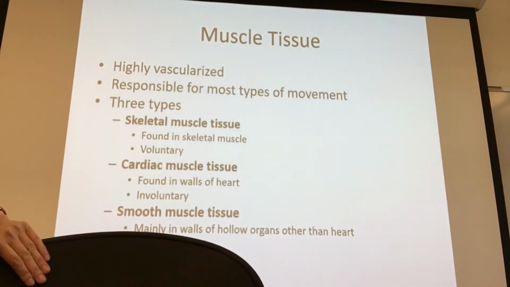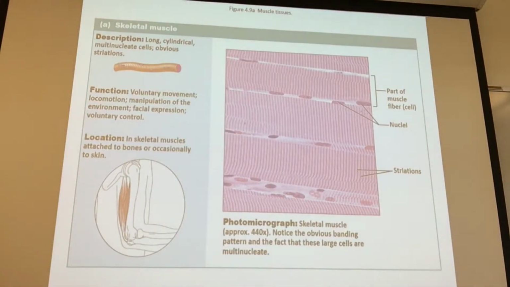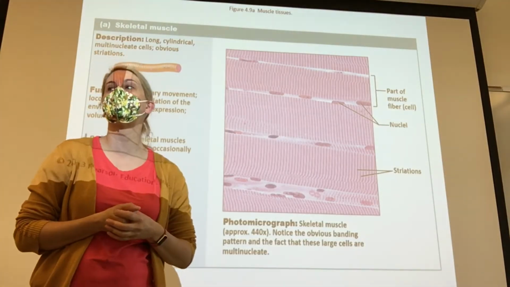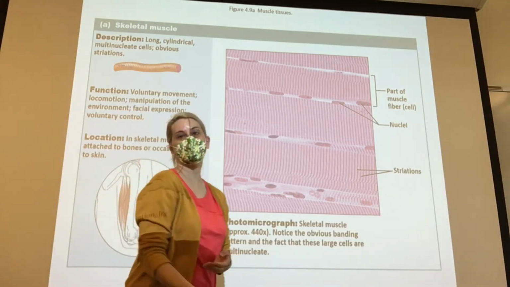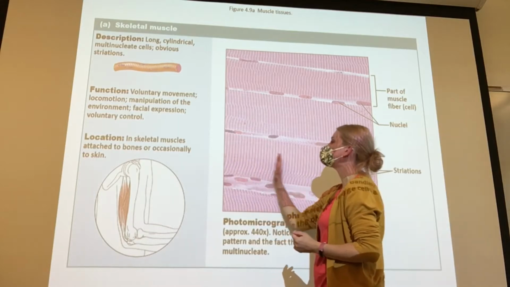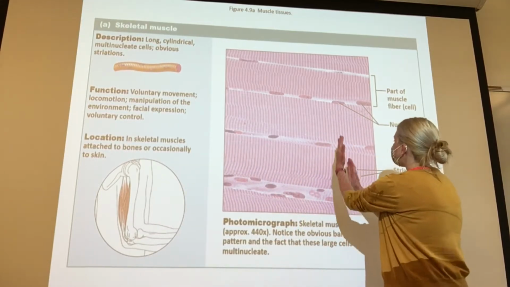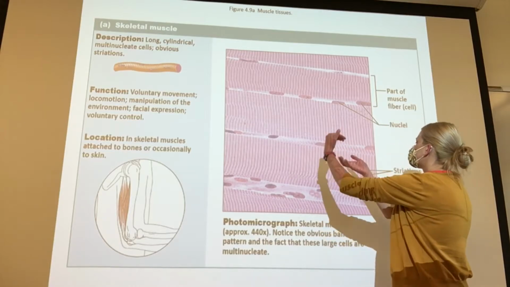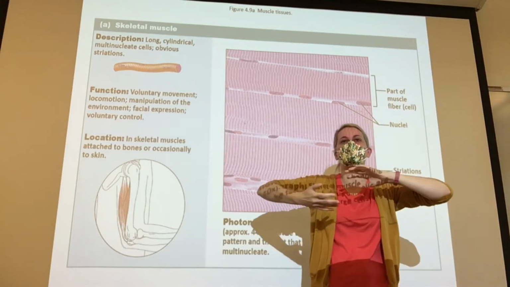Skeletal muscle tissue is super easy to recognize in my opinion because it looks like a candy cane. Okay? It's highly organized with all these striations, which are the stripes. These are actin and myosin, and they allow for contraction and relaxation. They're a little spring joint made out of protein.